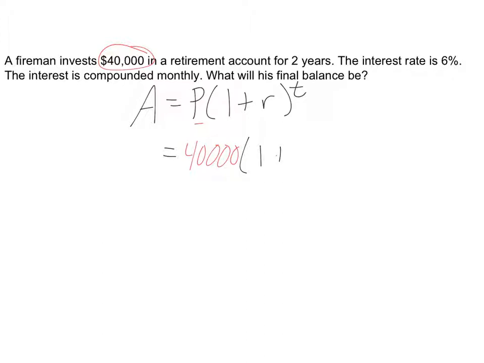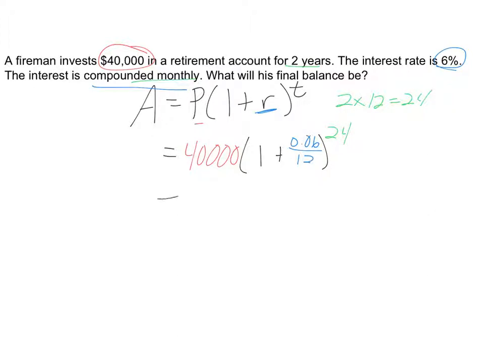Alright, now this is where it gets a little different, because if you'll notice, it's a compounded monthly interest rate of 6%. So what that's going to do for our R is we're going to take that 6% and divide it by the number of compounding periods. So it's going to be 0.06 over 12. Okay, and then we've got 2 years compounded monthly. 2 times 12 gives us 24. So T is going to be 24.